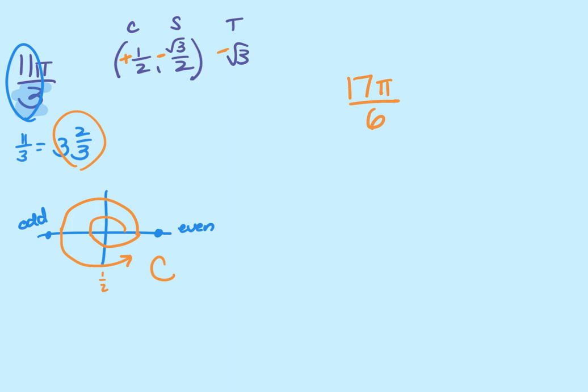So it doesn't matter what's on the top, it just really matters what it's over, for the coordinate point. Then what's on the top tells you which quadrant it's in.